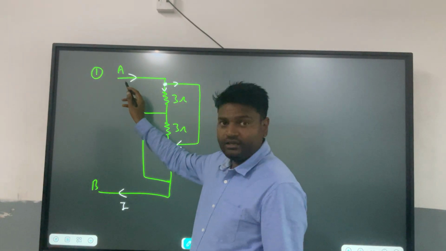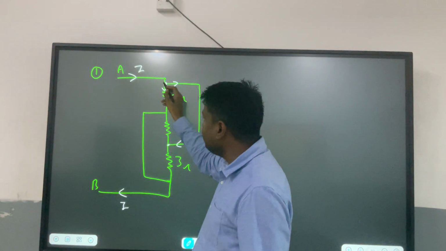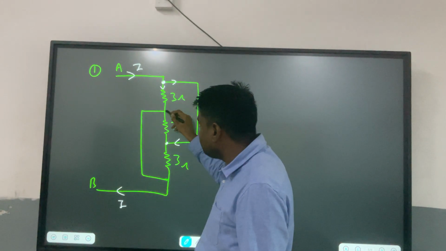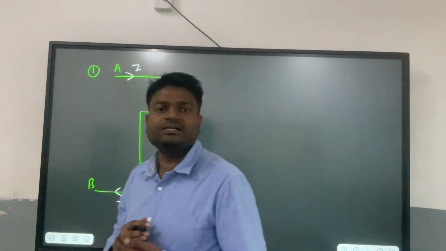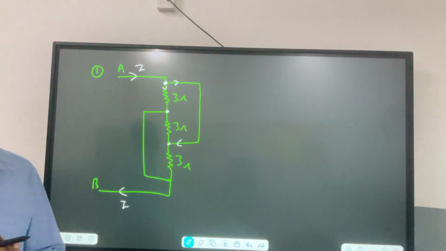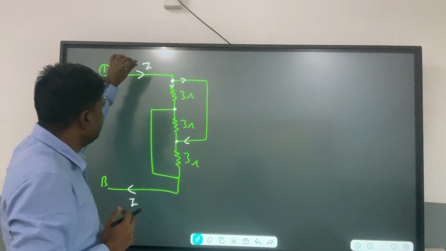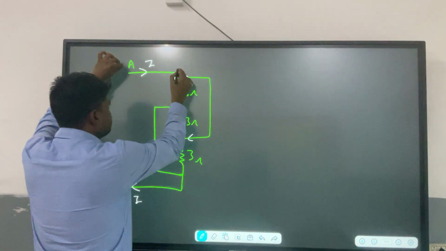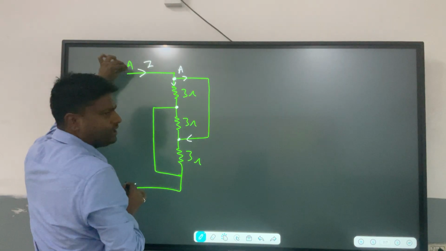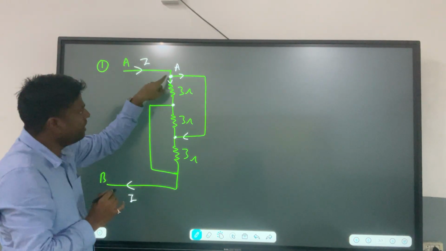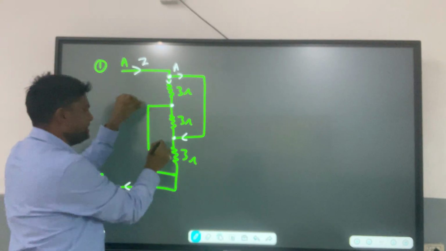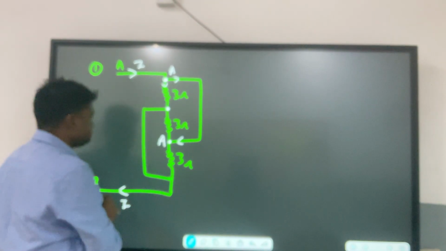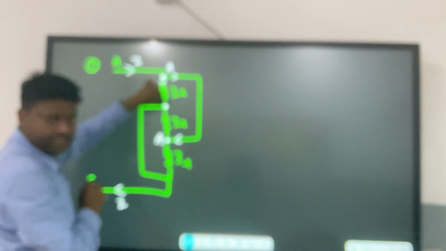See, the problem with the current method is that when current is coming, this current goes to this node and this current goes to this node. Directly we can't say whether the branches are connected in series or parallel. So we are using the node numbering approach. This potential is A, and the same potential will be here because there is no resistive branch. Next, again there is a short branch, so I can say this is also the same potential A.